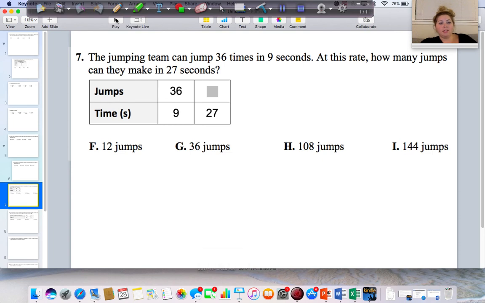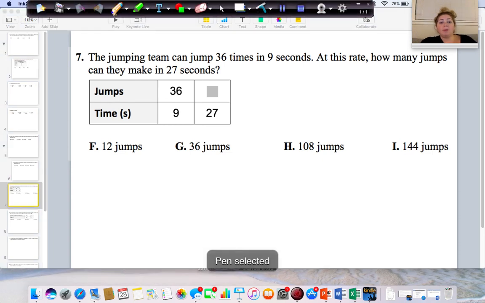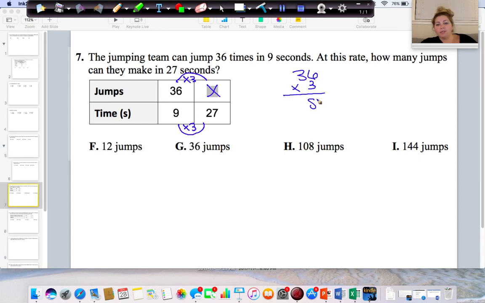All right, number 7. The jumping team can jump 36 times in 9 seconds. At this rate, how many jumps can they make in 27 seconds? Okay, here's where you can cross multiply and divide, or we can multiply 9 times 3 to get 27, so then we can just multiply 36 times 3 to get our answer. So 36 times 3. 3 times 6 is 18. 3 times 3 is 9, plus 1 is 10. So that would be 108 jumps.